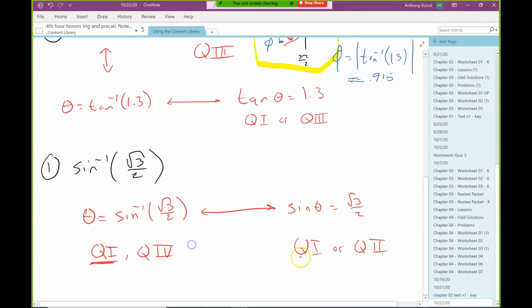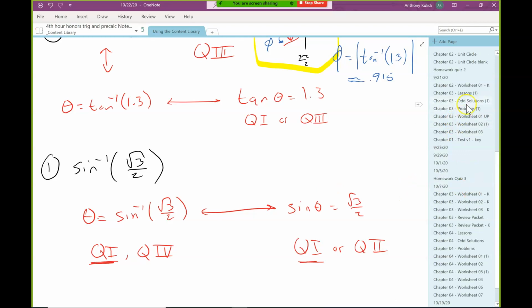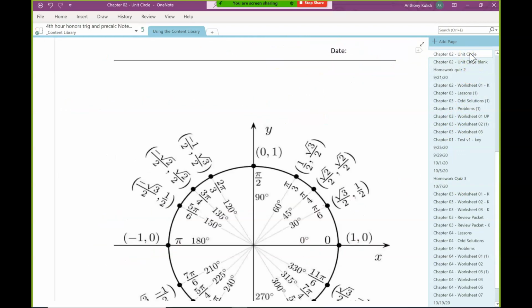So when I go to my unit circle, I'm wanting to look in quadrant 1. Is that okay? So I'm going to go to the unit circle looking in quadrant 1 for where the y coordinate, because we have a sine function here, is square root 3 over 2. So I found that here. So the answer that I want is pi over 3. And I'm done. Does that feel okay? Okay.